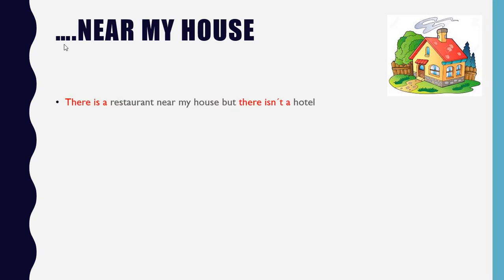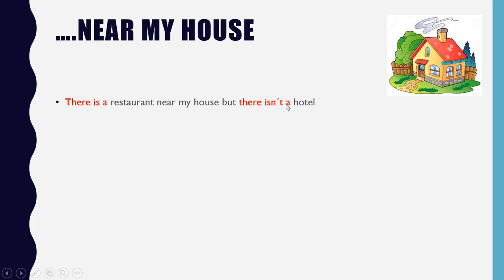So look at this sentence. There is a restaurant near my house, but there isn't a hotel. So we have the first expression, there is a restaurant. What is the meaning of this expression? There is, in Spanish the translation is hay un restaurante. So restaurant is in singular. For that reason we say there is a.